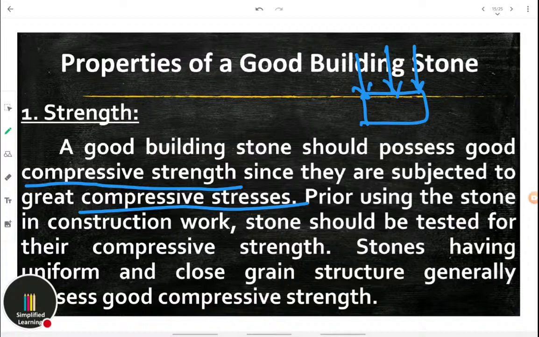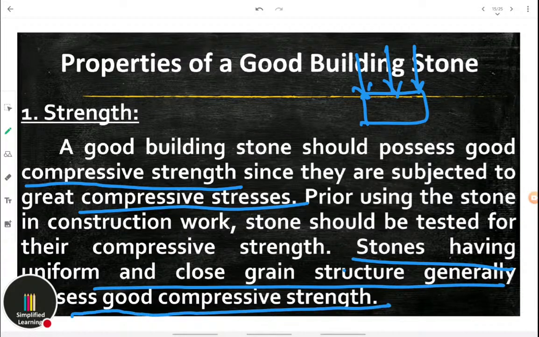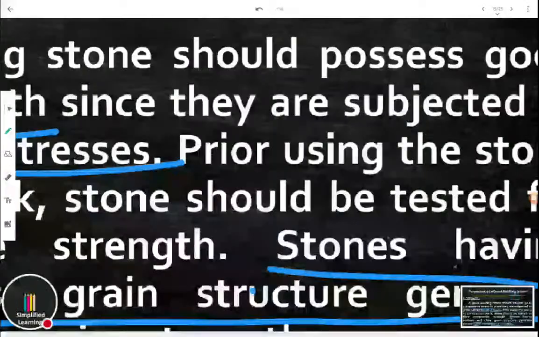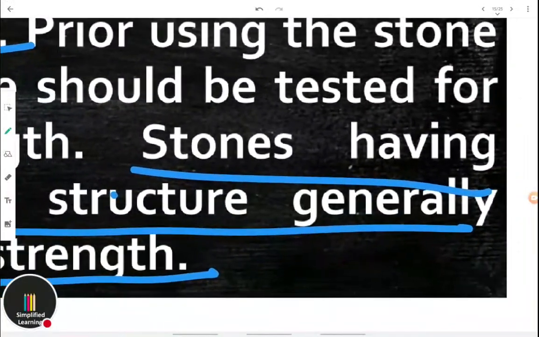The next point says stones having uniform and close grain structure generally possess good compressive strength. For example, let's see a simplified example. If you are given two types of stone and you observe a close grain structure like this, then by the general thumb rule you can say that the stone has good strength.